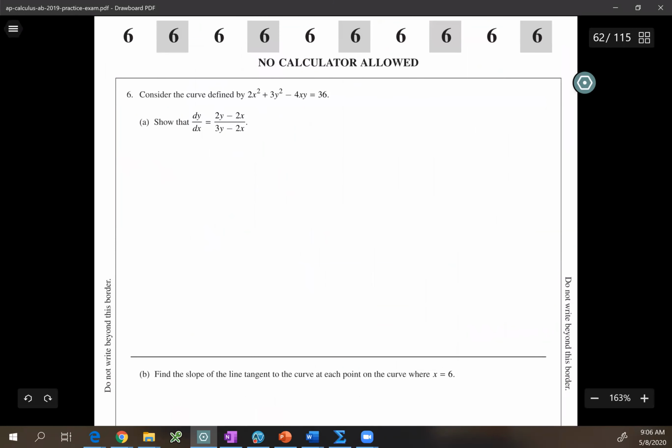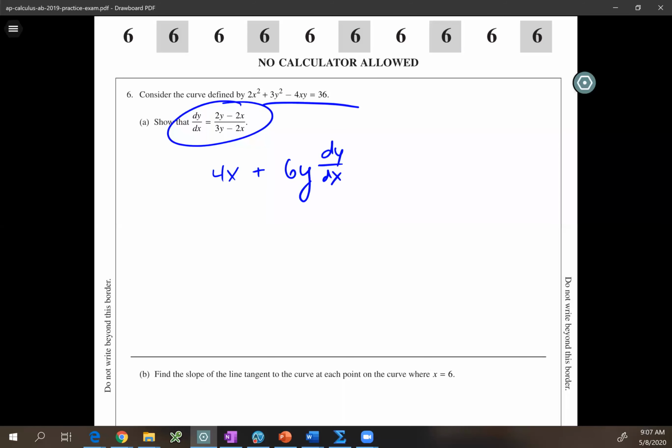Now, this last one is implicit, and I really like that because we haven't done a whole lot of these, but it's definitely something that could be asked. And I think that we haven't prepared as much for implicit as we had for everything else. So a lot of times on implicit, they'll give us the derivative. So we're starting here. Derivative of 2x squared is 4x plus 6y dy dx. Anytime we have that, we're going to do dy dx, and then minus.